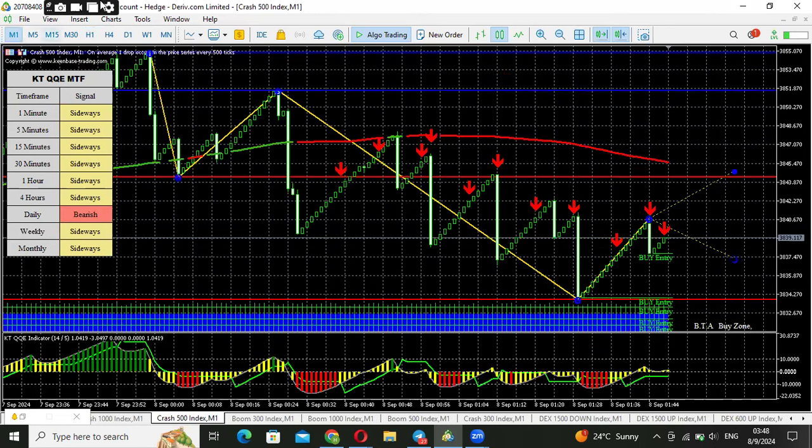So here we have this node. So in a nutshell, it is supposed to pull back to that node, then spike. Okay. So the reason why I'm not gonna enter this trade is because this spike did not manage to cross this spike. Okay. So there are chances that this signal might not work.